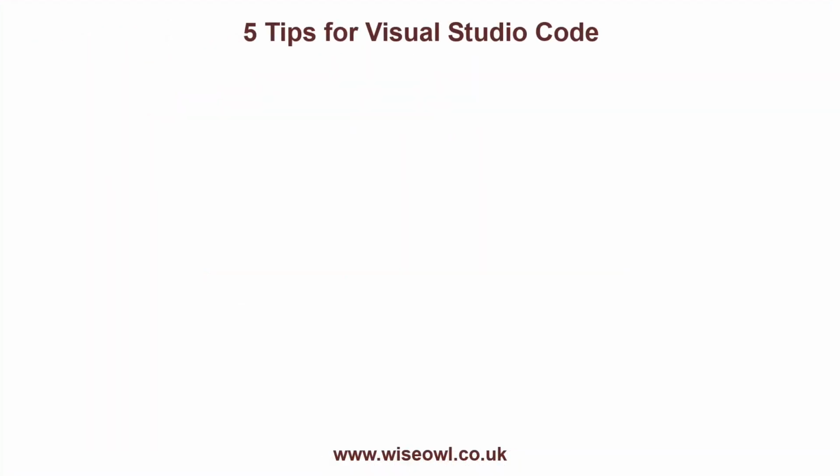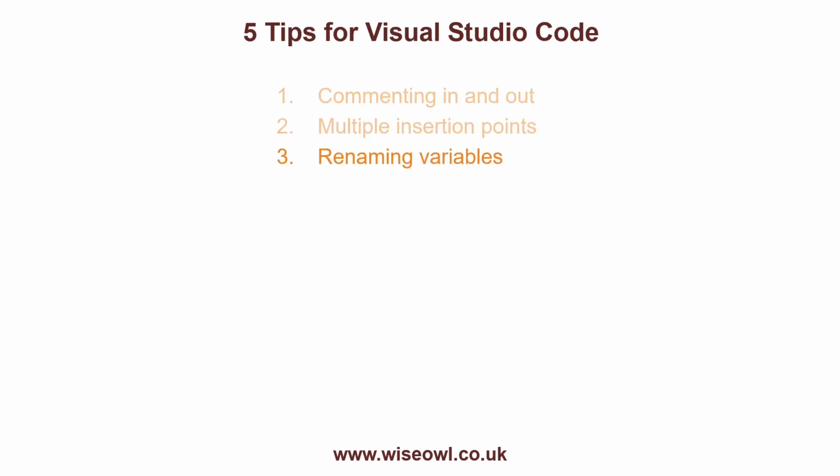There are so many ways in which you can make yourself more productive in Visual Studio Code, but let's just look at 5 tips, 5 of the most important. I'll show you how to comment code in and out. We'll look at using multiple insertion points. We'll look at a quick way to rename variables. We'll look at expanding and collapsing your code easily. And finally, I'll look at something called Zen mode, which is where you can get an almost completely clear screen. I'm not a big fan of it, but who knows, you may be.